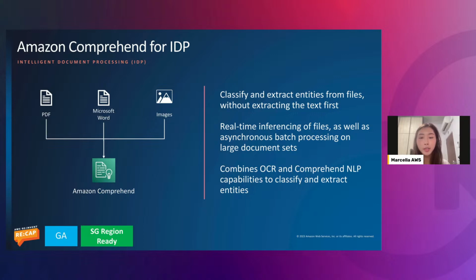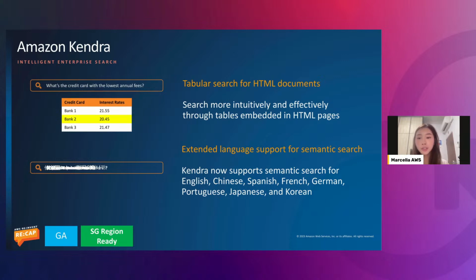Okay, moving on to the next one, we have Amazon Kendra. For Amazon Kendra, we actually have new features. Amazon Kendra itself is an intelligent search service that is powered by machine learning. And we have two new features, such as tabular search, which allows customers to search more intuitively and effectively through tables. These tables are embedded in HTML pages, so you can ask questions where the answers are contained in a comparison table on a web page.